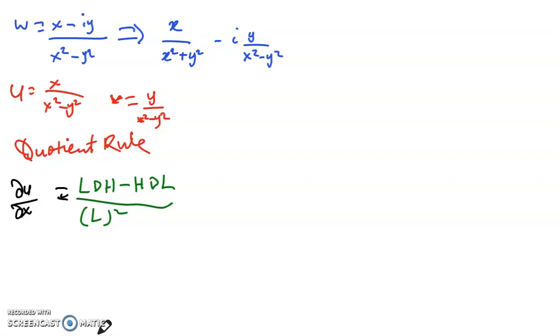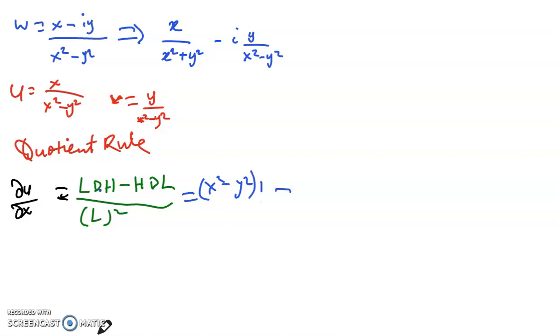What this means is that low is what is in the denominator. Then write what is in the denominator, and let's see what is in the denominator here. It is x squared minus y squared. Now we want to find the derivative. D means derivative. We want to find the derivative of what is in the numerator, that is high, and in this case what are we having in the numerator? It is x. So the derivative of x in this case is going to be 1.